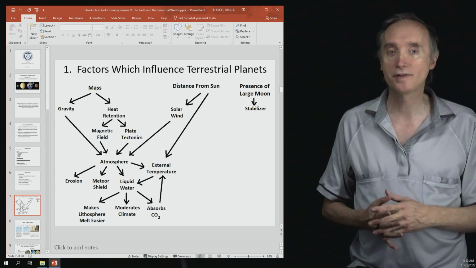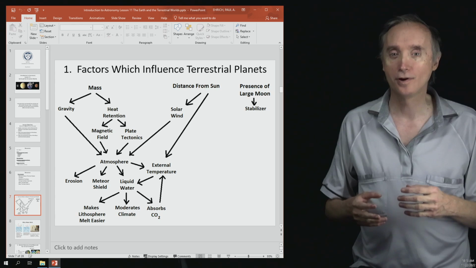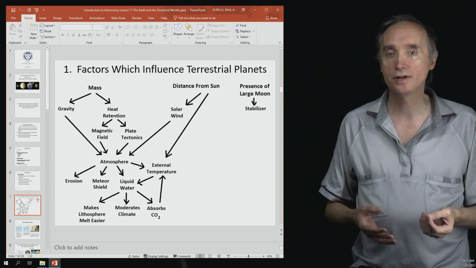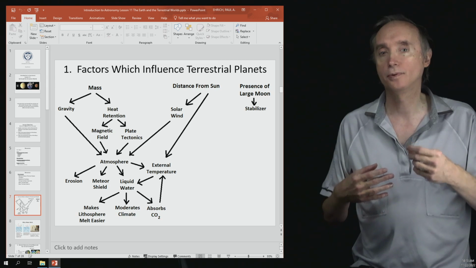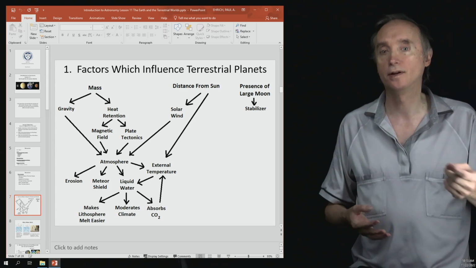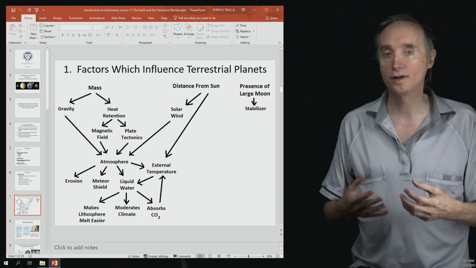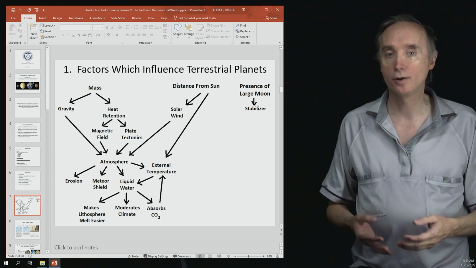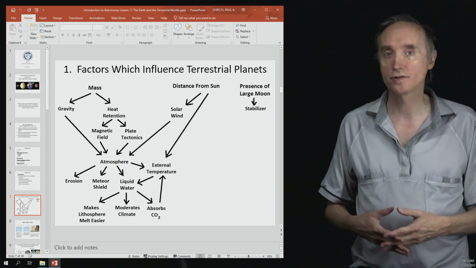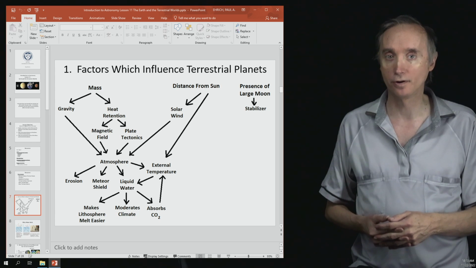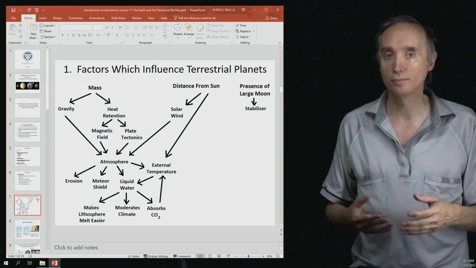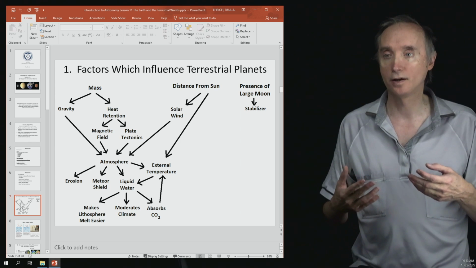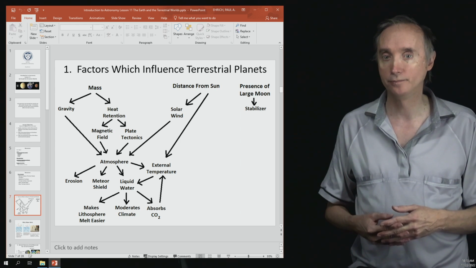Okay, so what difference does that make? Now we talked about how heat retention causes plate tectonics, which causes an atmosphere. So what does the atmosphere do? Well, one, an atmosphere helps to erode the surface of a planet. Especially here on Earth, where you've got clouds composed of water, and when it rains, the rains can erode the surface of the planet.